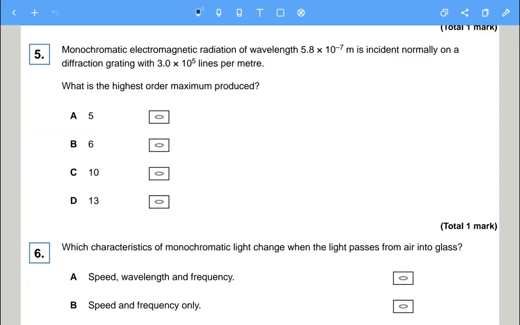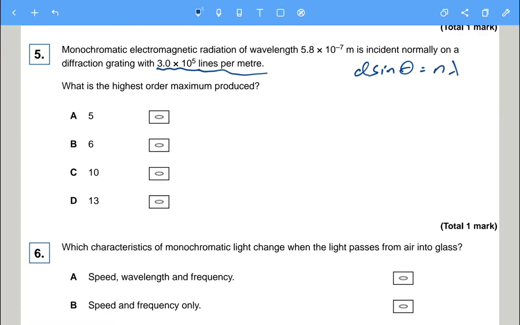Yeah, this is a common one. So we've got monochromatic radiation, wavelength given, incident on a diffraction grating, and it gives us the lines per meter. Now you've got to be careful of this because it can give you lines per millimeter, but this time it's lines per meter. So the equation is d sine theta equals n lambda.